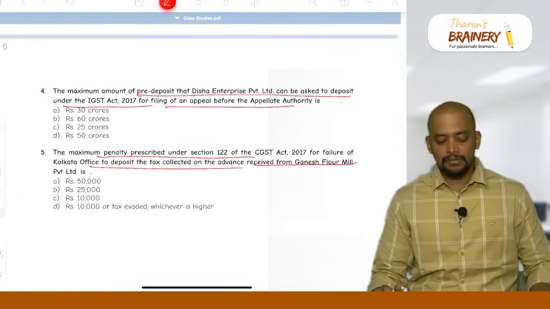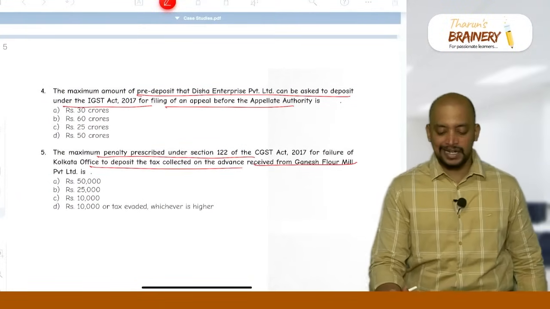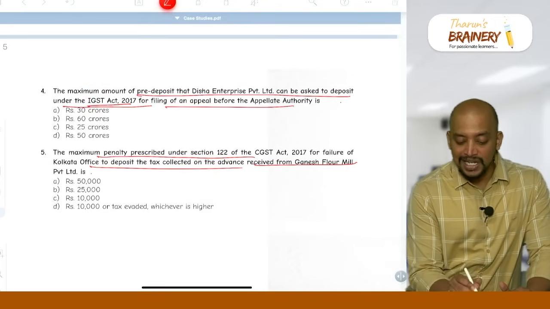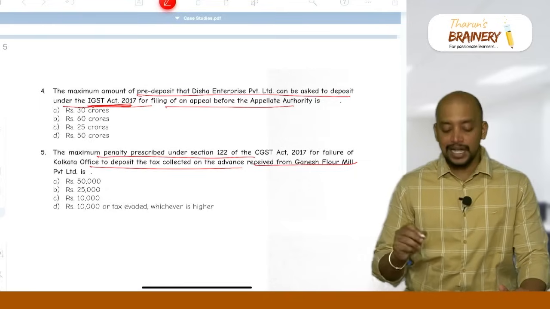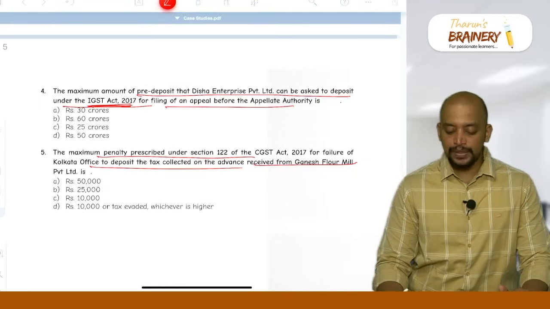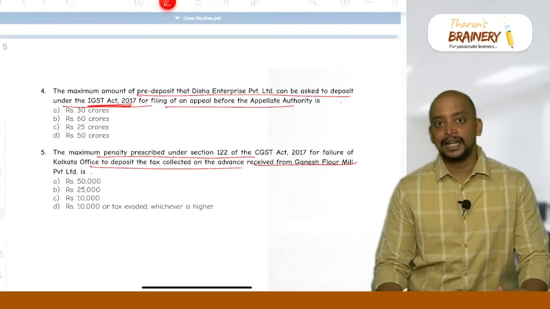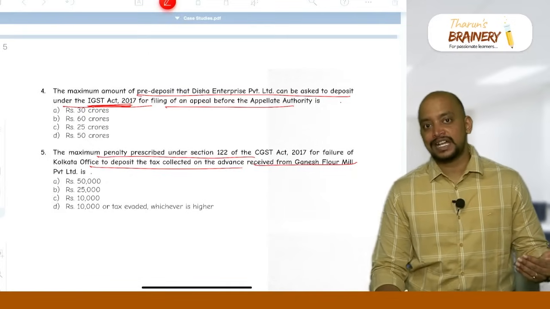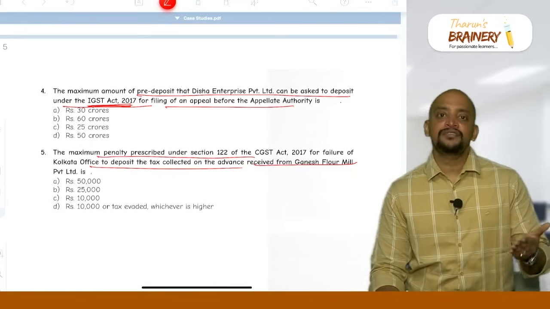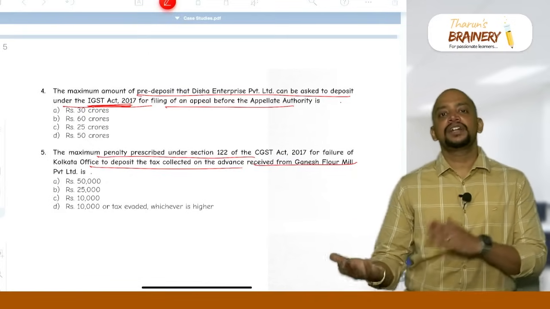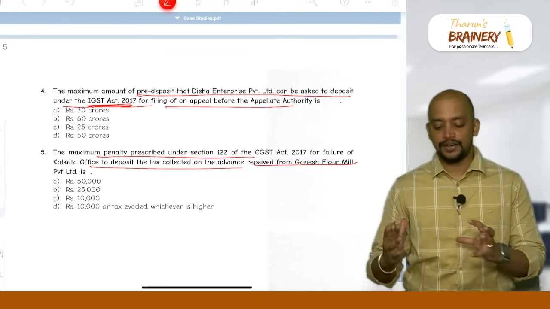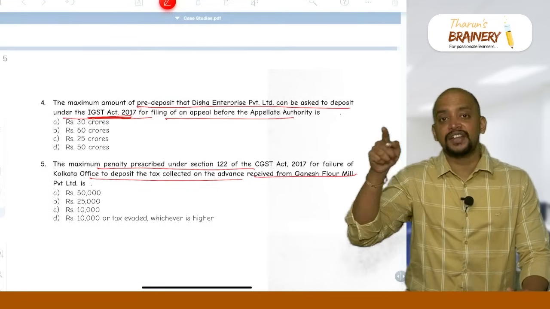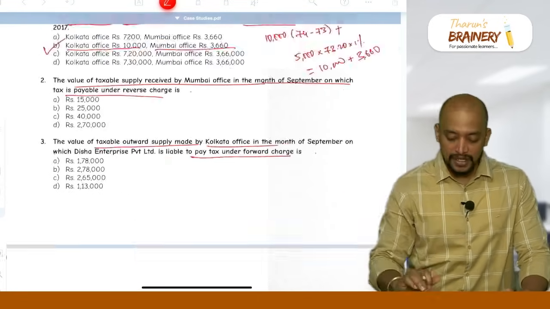What is the maximum amount of pre-deposit that Disha Enterprises Private Limited can be asked to deposit under the IGST Act for filing an appeal before the appellate authority? Under the IGST Act means what? 10% of the disputed tax subject to a maximum of 25 crores under CGST and 25 crores under SGST. Therefore it will be 10% of disputed tax subject to a maximum of 50. When you take IGST, the maximum will be 50.